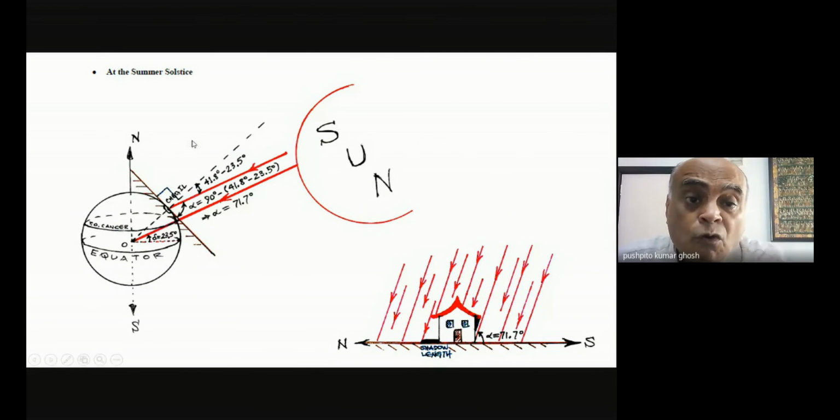So what does that mean? It means that the sun's rays are falling more perpendicular to the ground. This angle now is 71.7 degrees, and that's the reason why during the summer you obviously get maximum solar insolation, because it is so perpendicular. And so you can see the extremities.